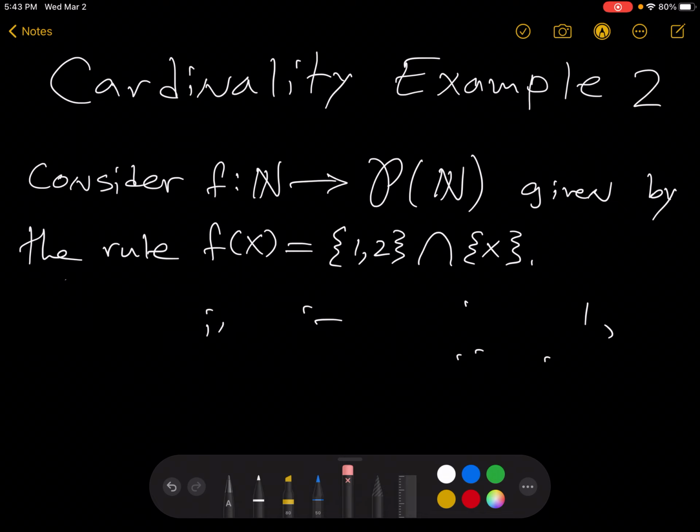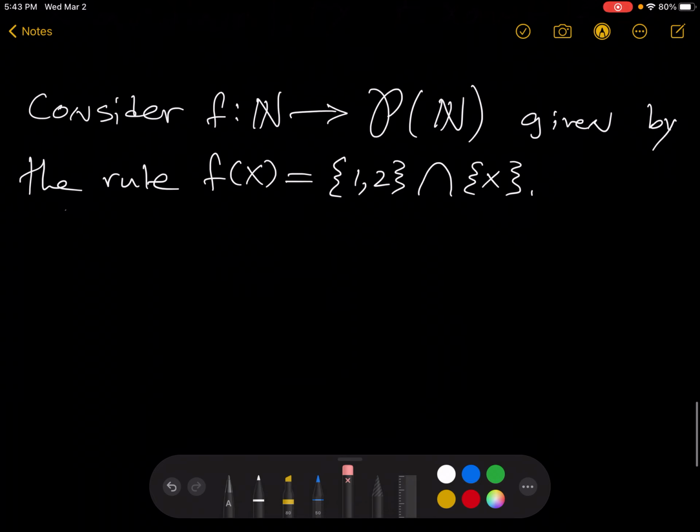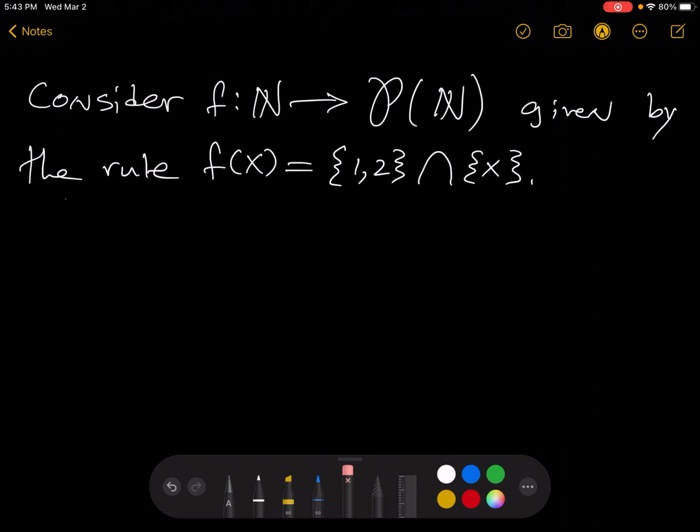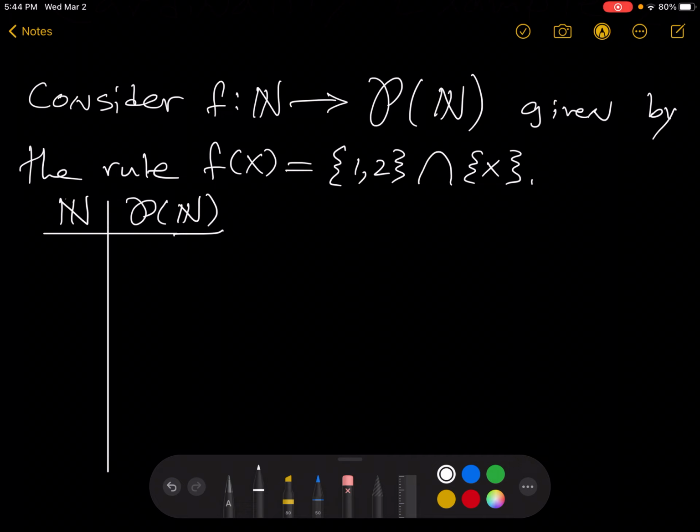To do this, what I'm going to do is create a table. And this is the strategy that I would encourage you to use for problems 1, 2, and 3 in the cardinality assignment. So making a table, in the first column I put my domain, the natural numbers. In the second column, I put my target, the power set of the natural numbers. Now the natural numbers start at 0, so we have 0, 1, 2, 3, 4, 5, and so on.